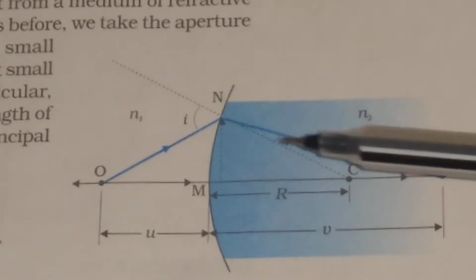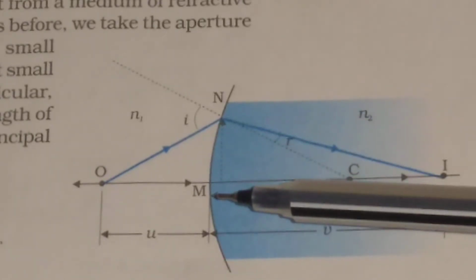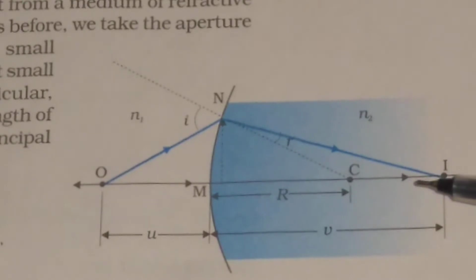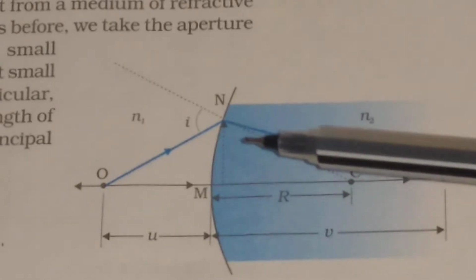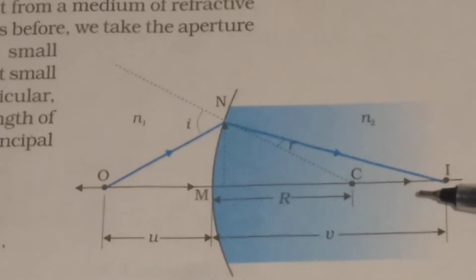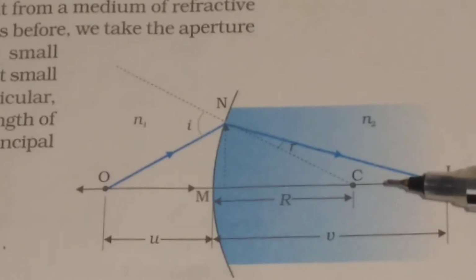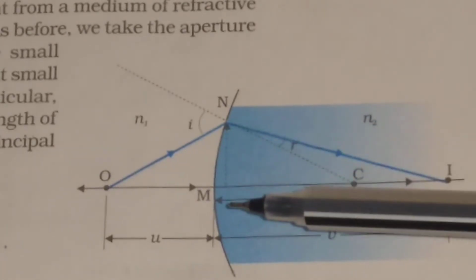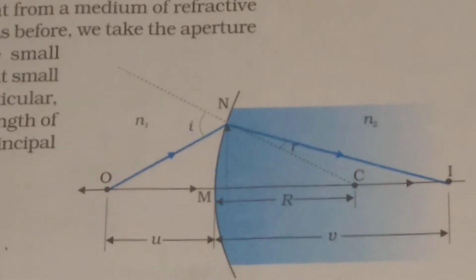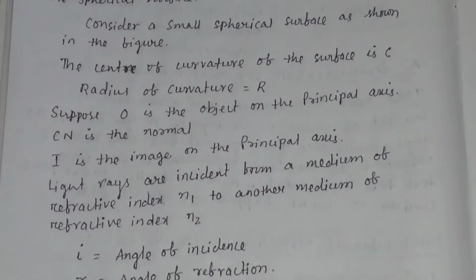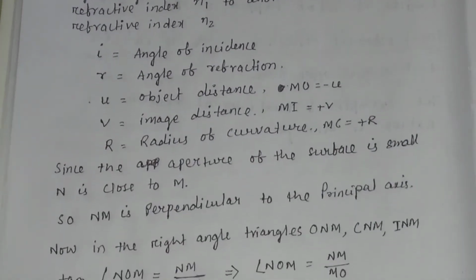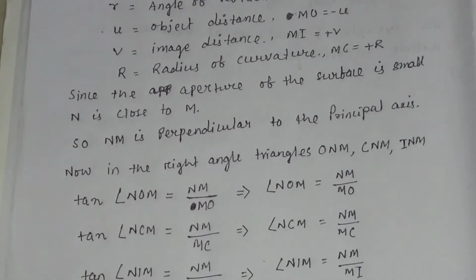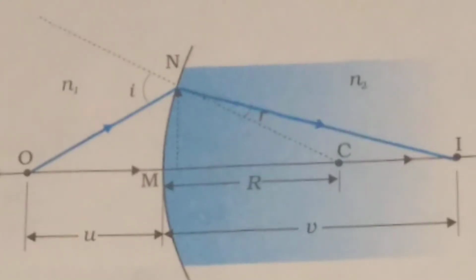Similarly, in the right angle triangle INM, tan of NIM will be equal to NM divided by MI. Or angle NIM will be equal to NM divided by MI. So we have discussed these things.